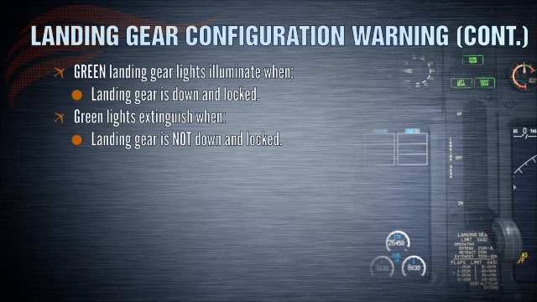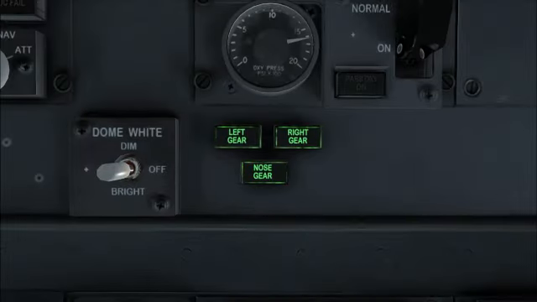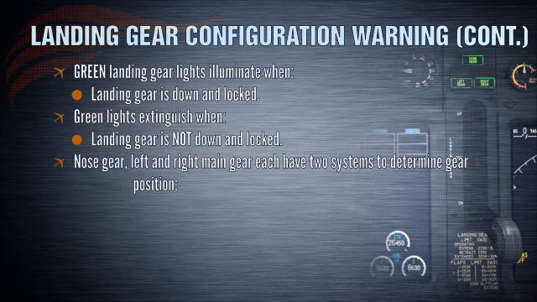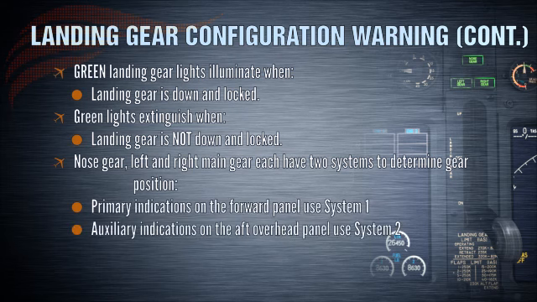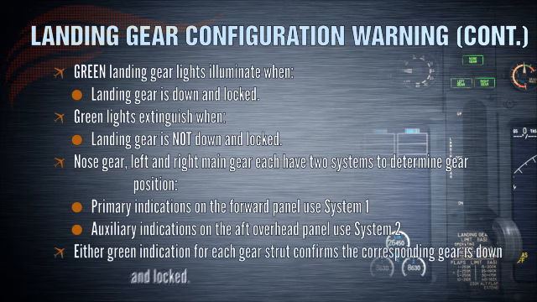There is an auxiliary set of lights on the aft overhead panel that illuminate green when the landing gear is down and locked. The nose, left, and right main gear each have 2 systems to determine gear position. The primary gear indications on the forward panel use System 1, while the auxiliary indications on the aft overhead panel use System 2. Either green indication for each of the landing gear struts confirms that the corresponding gear is down and locked.